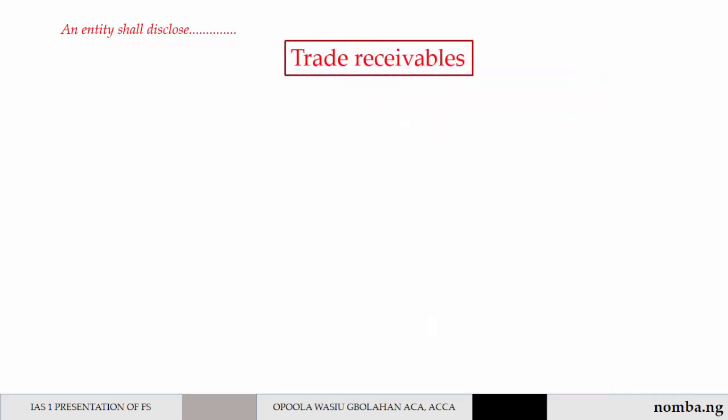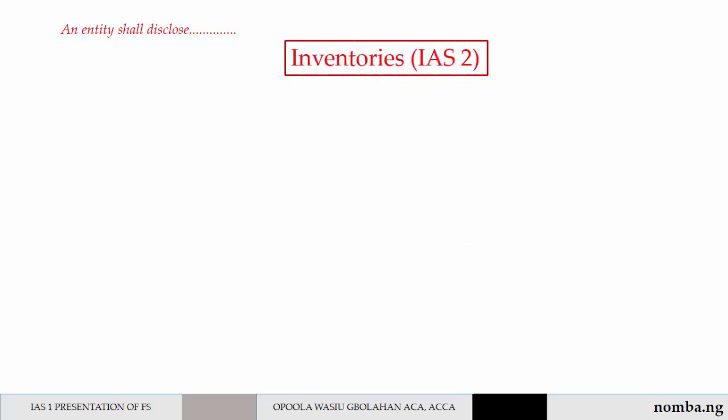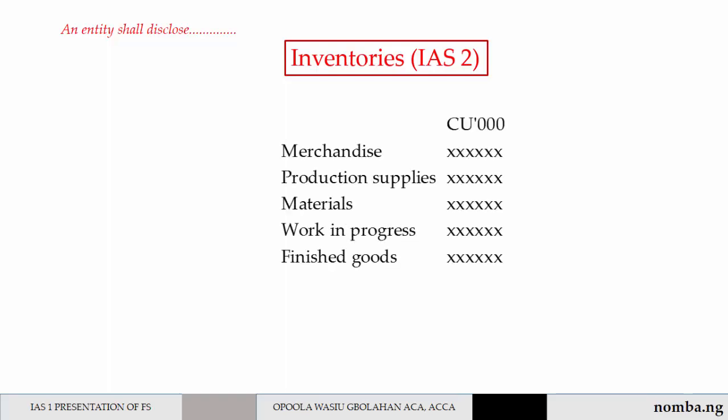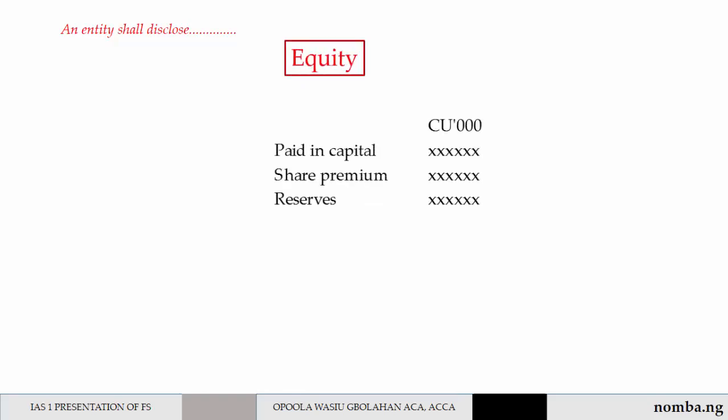Also, receivables are disaggregated into amounts receivable from trade customers, receivables from related parties, prepayments, and other amounts. Also, inventories are disaggregated in accordance with IAS 2 on inventories into classifications such as merchandise, production supplies, materials, work in progress, and finished goods. Also, provisions are disaggregated into provisions for employee benefit and other items. And finally, equity capital and reserves are disaggregated into various classes such as paid-in capital, share premium, and reserves.